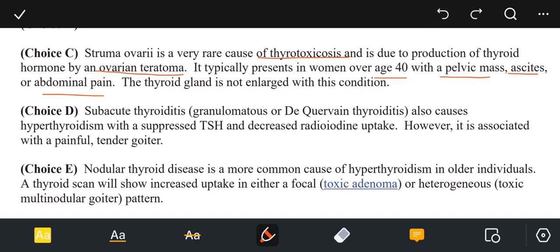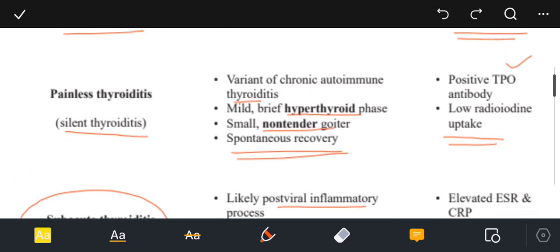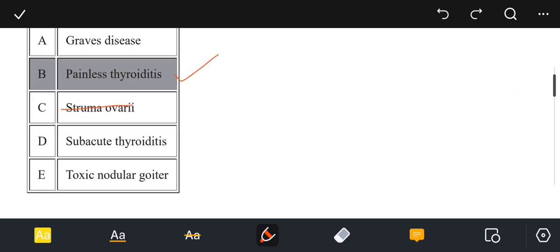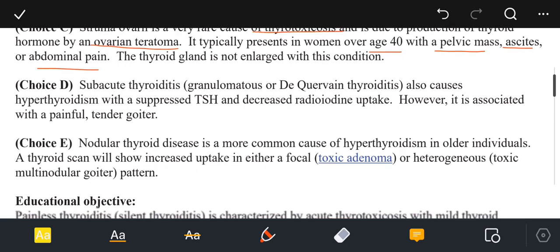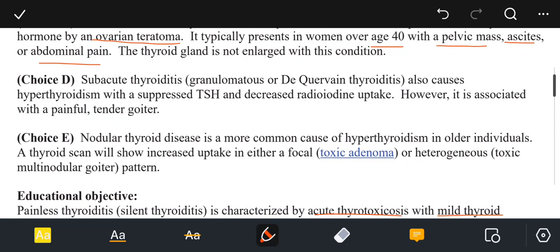Is not enlarged with this condition. The choice delta, that is subacute thyroiditis. This is not the option of choice because subacute thyroiditis, granulomatous or de Quervain thyroiditis, also causes hyperthyroidism with a suppressed TSH and decreased radioiodine uptake. However, it is associated with a painful tender goiter.